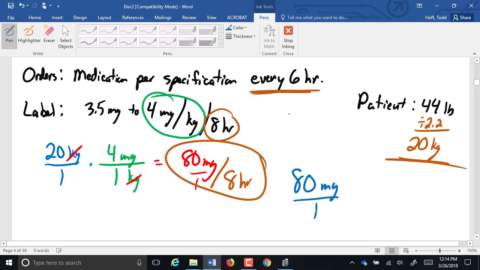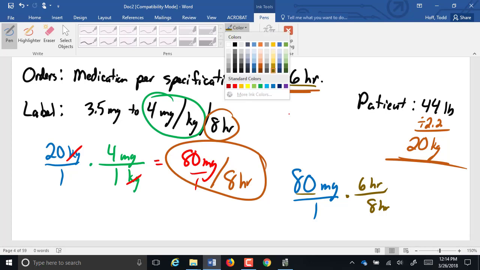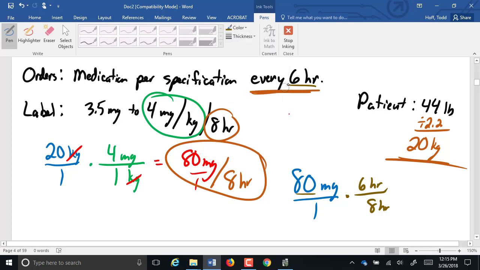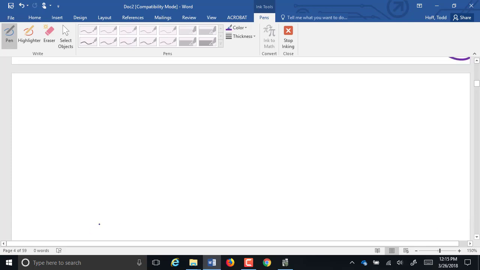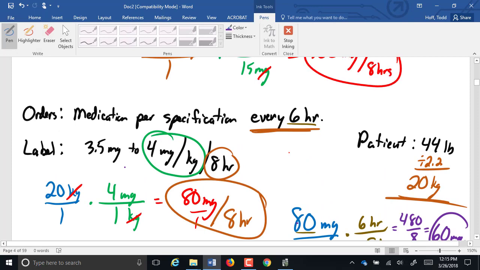At 80 milligrams, we're going to multiply it by a ratio, by a fraction. This is over 8 hours. So we'll put that on bottom. We want to convert it to 6 hours. So notice the label of hours doesn't change. So we have 80 times 6, which is 480, divided by the 8 gives us 60. That'll be milligrams every 6 hours. So we managed to titrate that dosage to a 6-hour dose from an 8-hour dose.